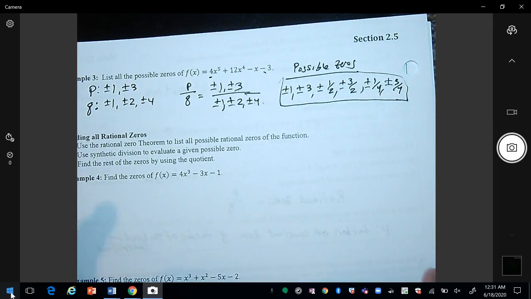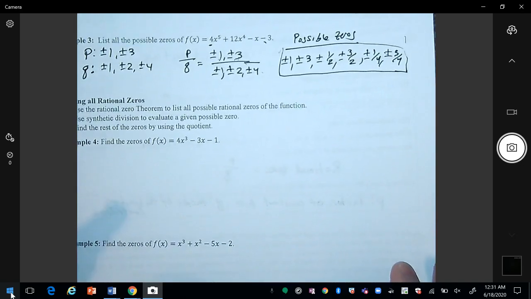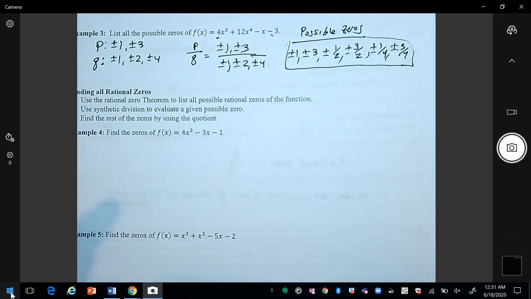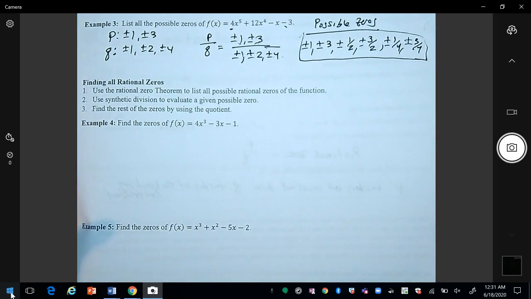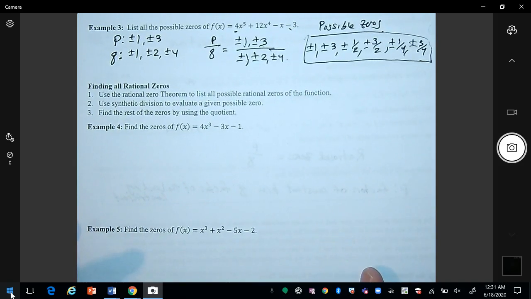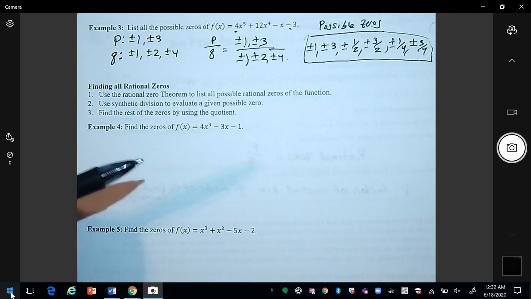So what is the point of this rational zero test? The point is to find the actual zeros. We use that test to reduce the number of possible zeros that we can work with. So here are the steps for finding the actual zeros. First we use the Rational Zero Theorem. Then we use synthetic division to find a zero. And then we find the rest of the zeros using the quotient.